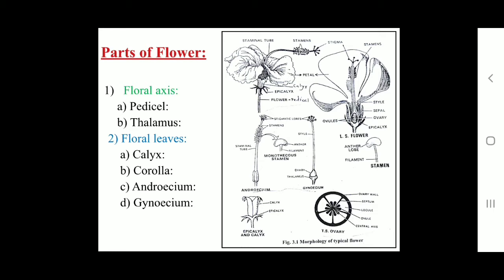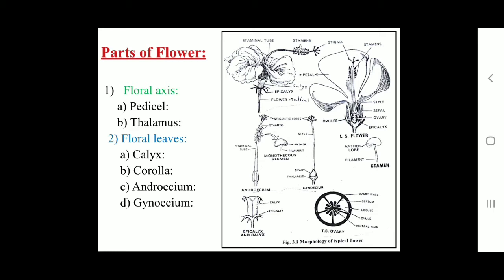Thalamus is the swollen tip of the flower. It is similar to the tip of a stem. It has nodes and internodes. It always bears floral leaves on it. The thalamus is also known as a torus or receptacle.